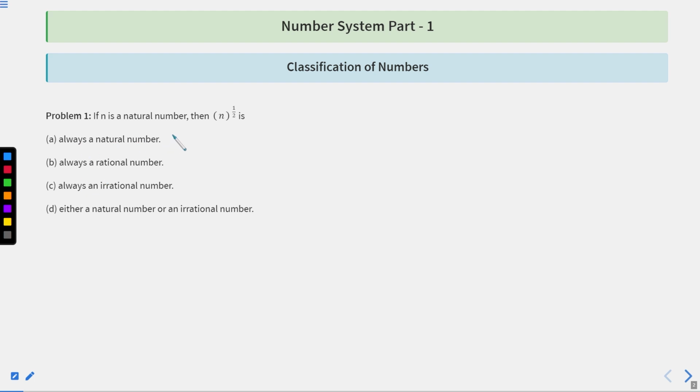Always a natural number? No. Always a rational number? No. Always an irrational number? No. So which is the correct answer? D should be the correct answer.